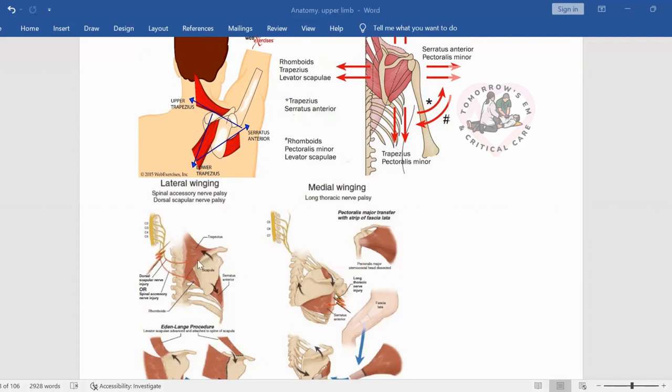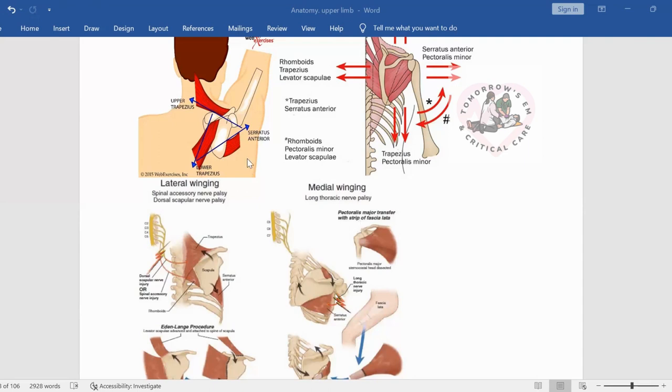That means localized palsy, because the dorsal scapular nerve ensures the movement of the scapula, and the spinal accessory nerve ensures the movement of the trapezius, isn't it? So lateral winging has two causes: number one is spinal accessory nerve palsy, and another is dorsal scapular nerve palsy. And what are the causes of medial winging of the scapula? Serratus anterior, long thoracic nerve palsy. Long thoracic nerve. Okay. Clear.